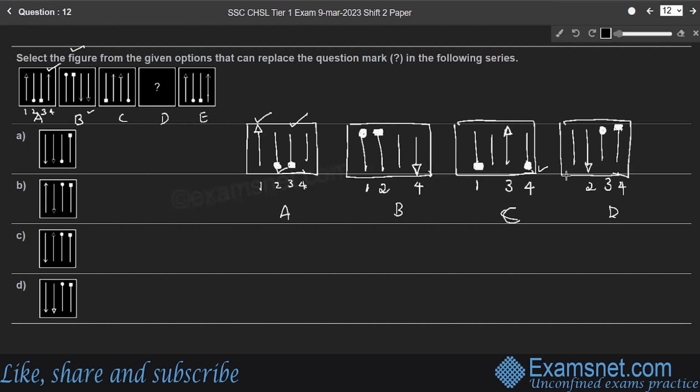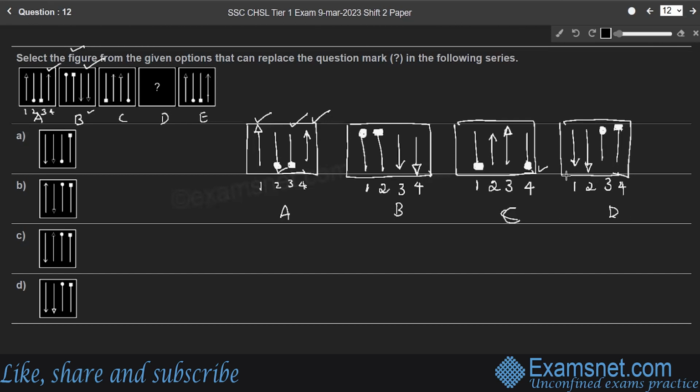Consider the last line, the arrow mark. In figure A, it is facing upwards and is in the 4th place. Therefore, in figure B, its position should be the 3rd position and the direction is downwards. In figure C, its position is the 2nd position and its direction should be upwards. Therefore, in figure D, its direction should be downwards and the position should be the 1st position.